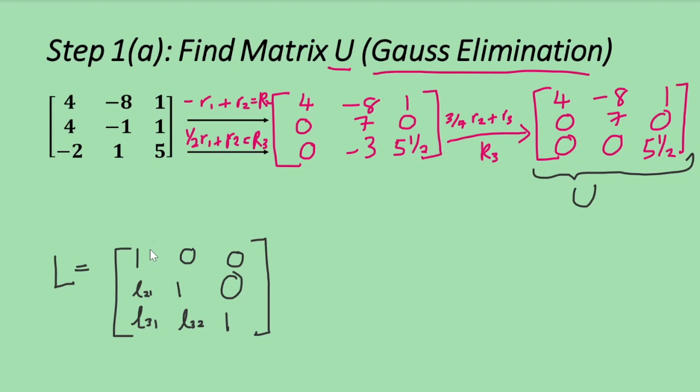So how do we find these three values here? It is quite easy. In order to find the values L21 and L31, we need to look at the original matrix A, the first column of matrix A. Now, our interest would be the value A11, which is 4 in this case. And now, how do we get 4 to be 1? We need to divide by 4. And so to find the value L21, we take the value here, 4 divided by 4, becomes 1, and we take the value minus 2 divided by 4. Now this becomes negative half.